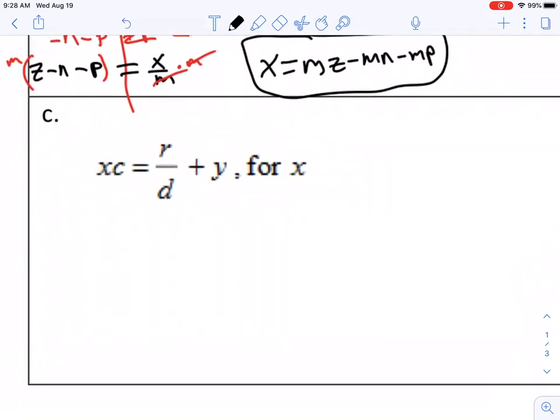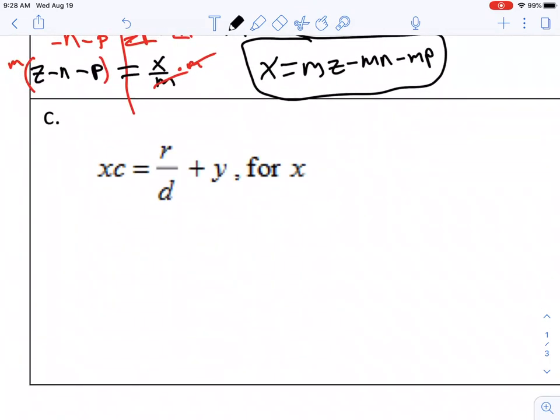All right, last couple. This one we're solving for x. So right now x is being multiplied by c, and I need to get rid of that c by dividing. So I'm going to divide by c here, which means I'm going to take this and say divided by c. And this one, I can say divided by c.